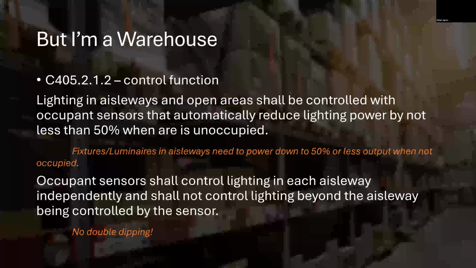Each aisleway has to have its own independently controlled occupancy sensor. So if there's an area connecting two aisleways, then you need 3 occupancy sensors.